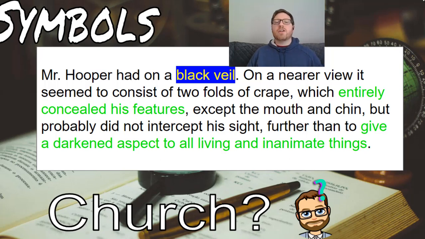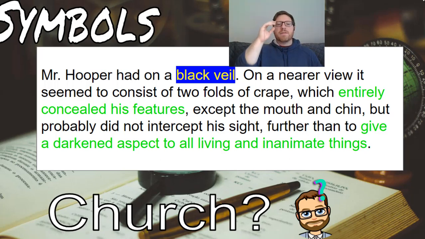Now, what I highlighted in green here is some aspects of this text that can tell me maybe what the black veil symbolizes. This idea of it concealing his features, right? People are not able to look into him, so they don't know what he's actually thinking or feeling. They're not able to read his emotions. So I could infer from that that the symbol of the black veil is Mr. Hooper's way of being cut off from the rest of society and being separated, and that they don't understand him.